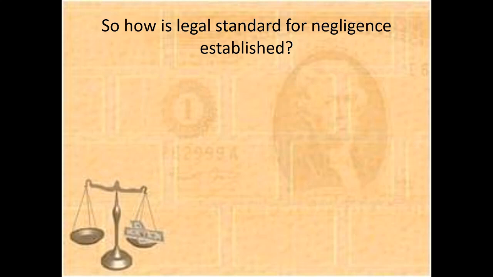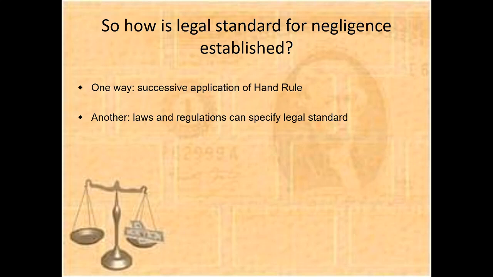So how is the legal standard of negligence established? One way is the successive application of the Hand rule, which is one example. Another is that laws and regulations can specify a legal standard. Now, you have a formula from Learned Hand, who placed it in front of the case, in a judgment where he was making this observation, and later that became a standard rule in tort cases. If you have that rule, it is easy to evaluate from the perspective of the legal standard of care.